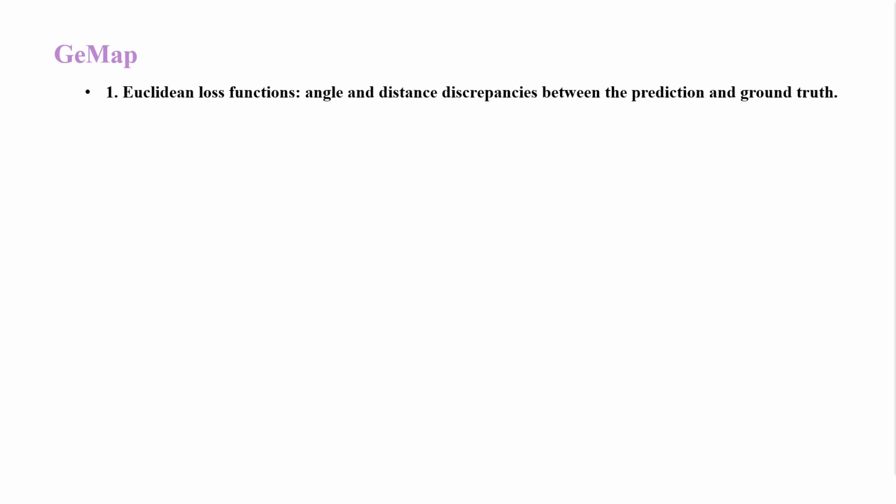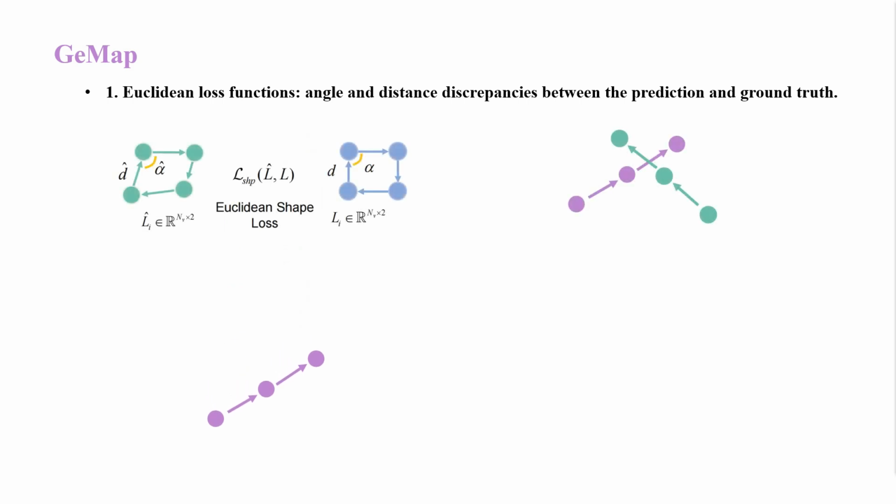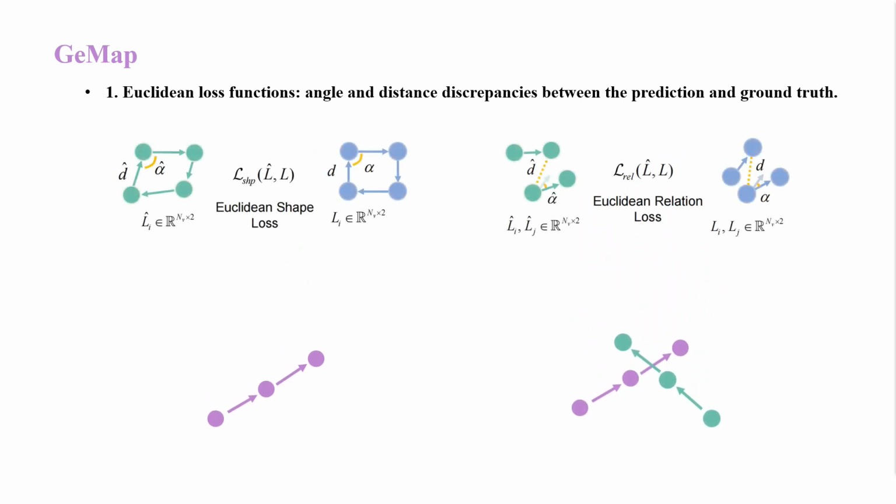Based on this geometry representation, we propose the GeMap method. GeMap consists of two Euclidean loss functions. One is the shape loss and the other is the relation loss. To optimize the geometry representation, we calculate the model's prediction and the label's geometry representation separately and define the corresponding loss as the L1 norm distance between them.